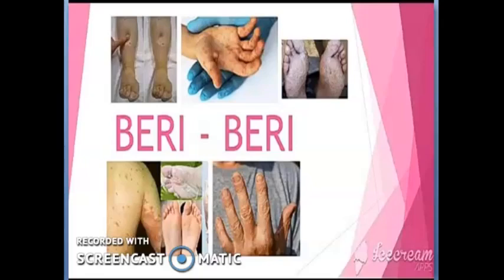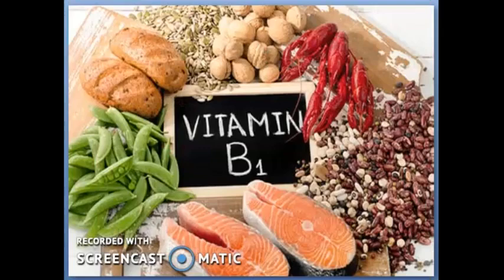Now what does he or she have to take? They have to take vitamin B1 food items like beans, cereals, peas, fish, nuts, and watermelon. All these food items contain vitamin B1. So they won't get beriberi.